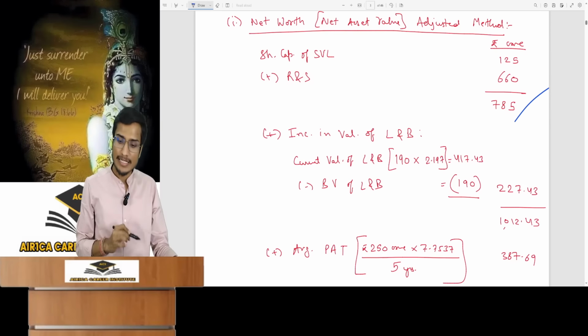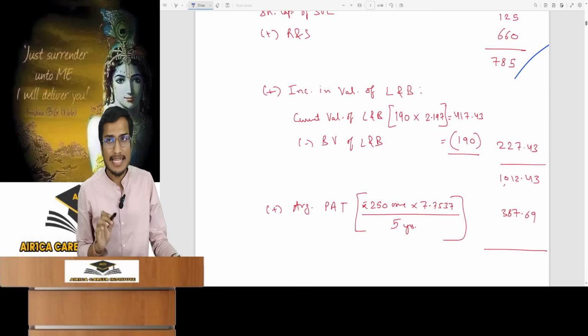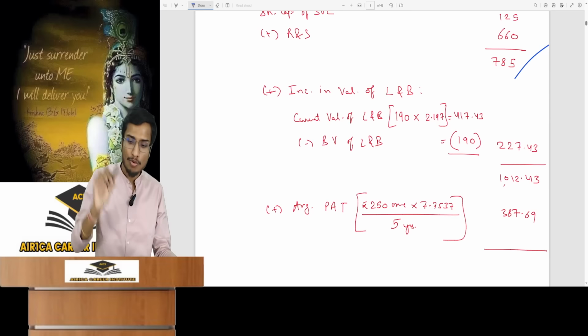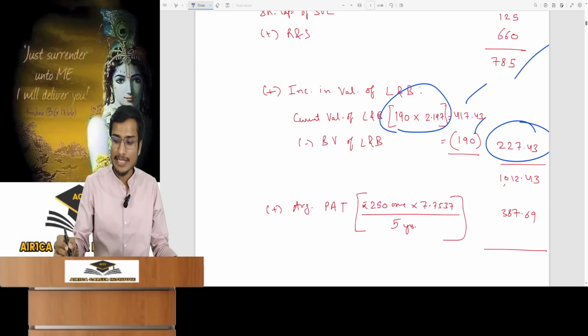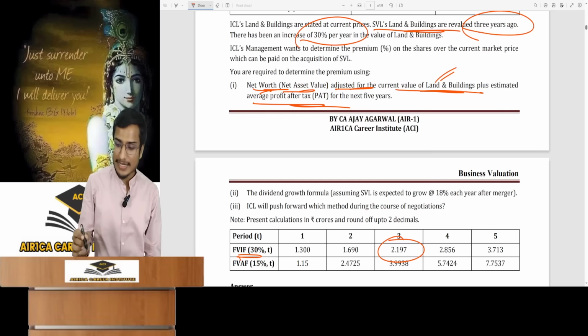Share capital plus reserve and surplus. We must account for the land and building value increase as the question directs. Land and building's current value versus book value shows an increase. Besides this, it's said that you have to add.